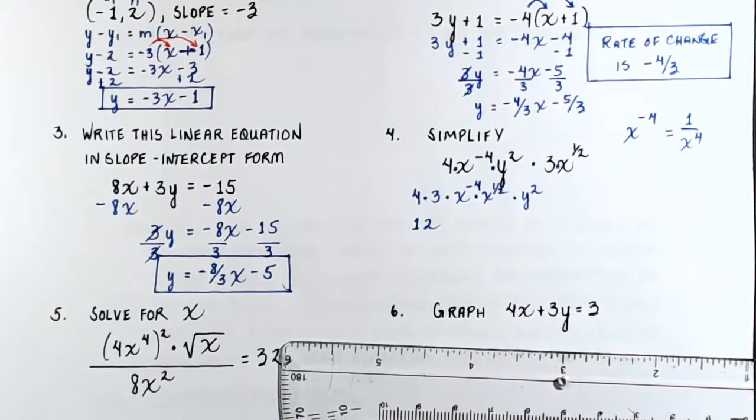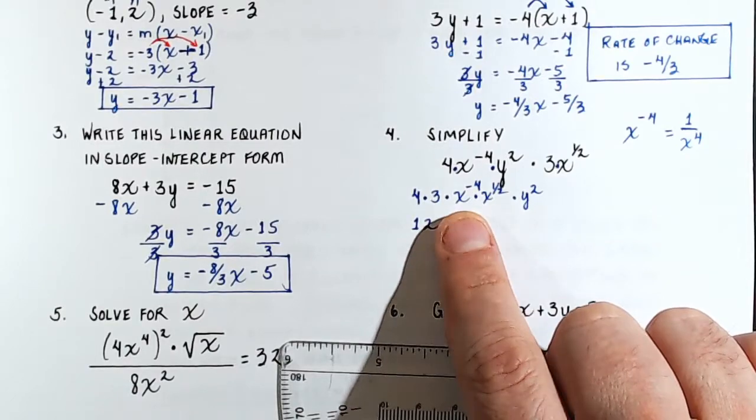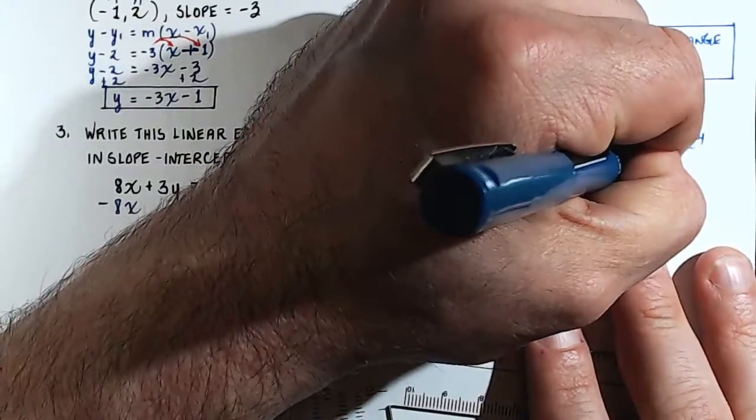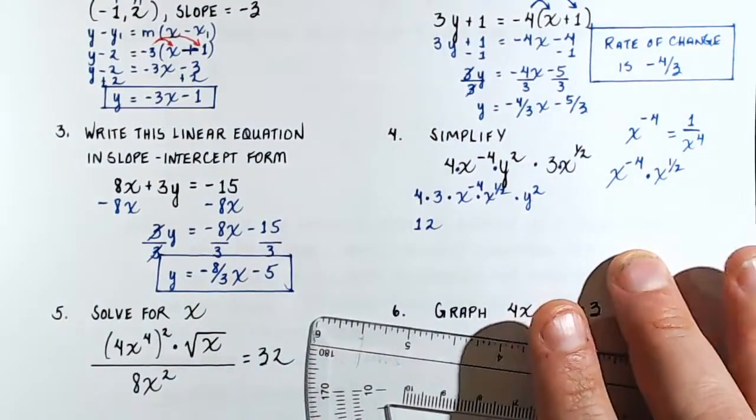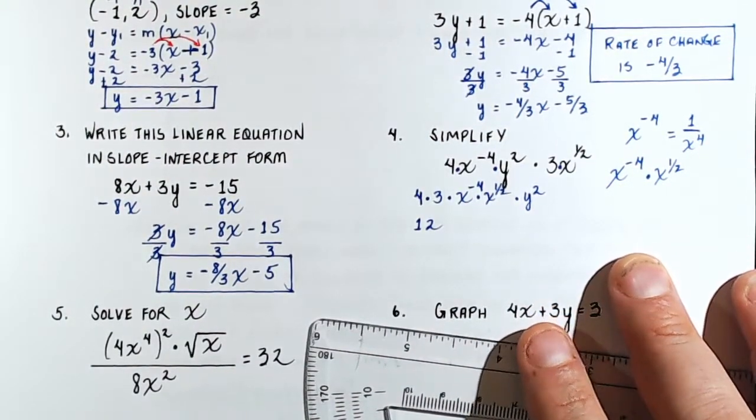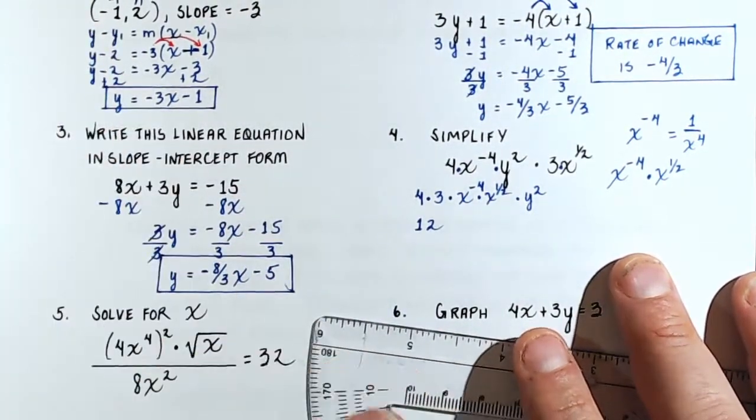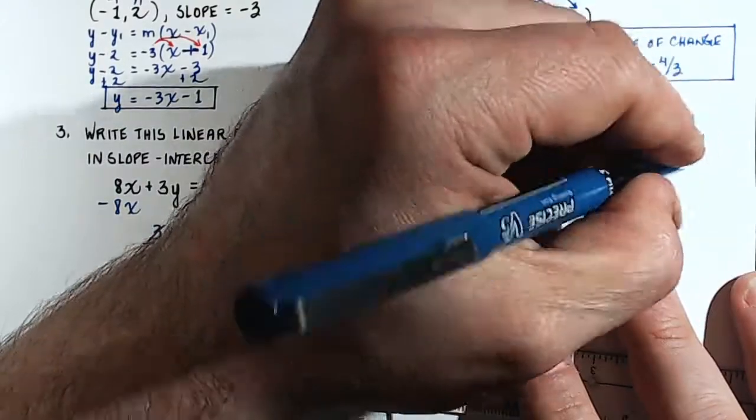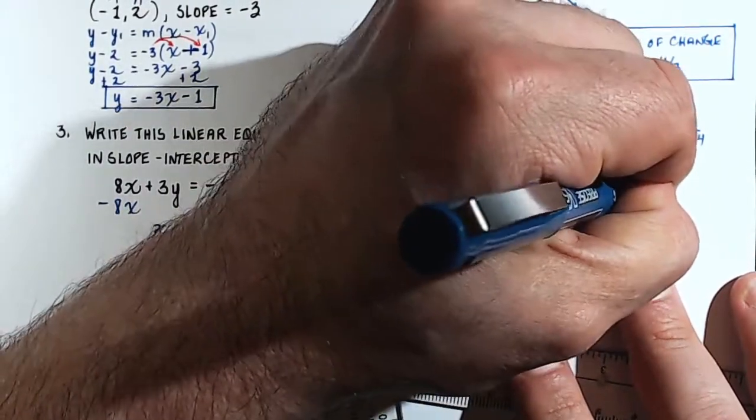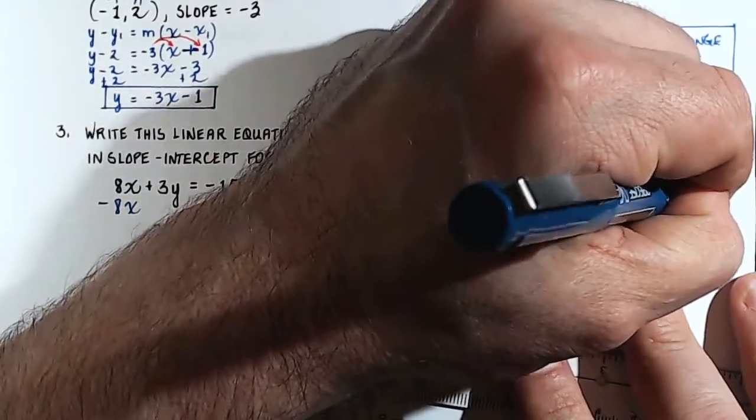And now I need to apply the product rule of exponents. When I multiply, these two bases are the same: x to the negative 4th times x to the 1/2. So let's go over here. Now when I do that, I add the exponents. So I have to add negative 4 to 1/2. It would be good to write negative 4 as negative 8 over 2, so I can add those exponents. So x to the negative 8 over 2 times x to the 1/2.